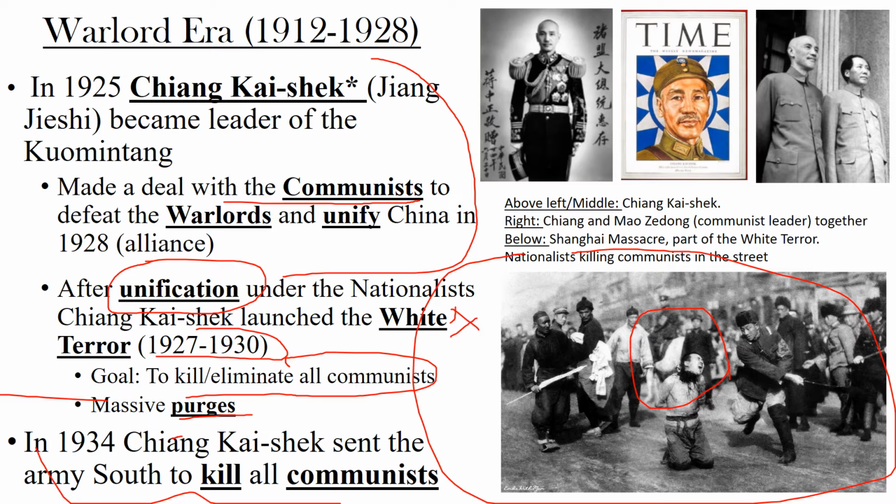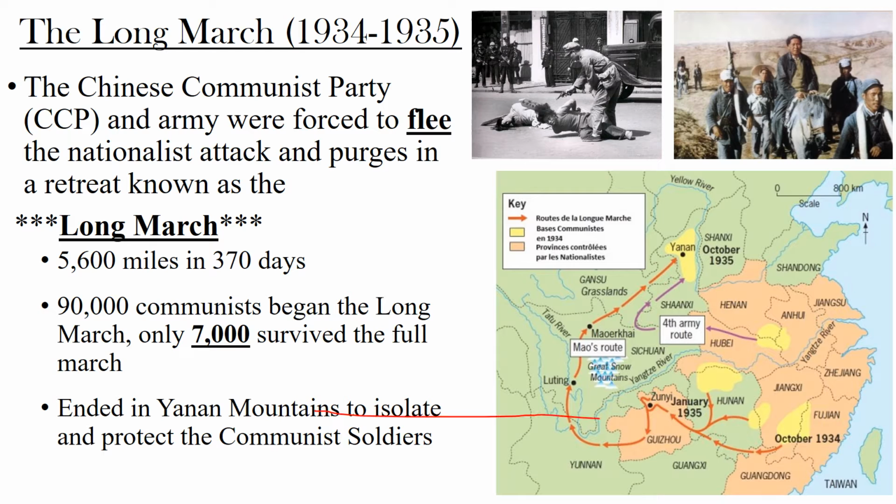And then in 1934, seeing that there's still some communists alive, let's kill all of them. Chiang Kai-shek rallies the nationalist army and sends them southward into the home base of communist political control and activity. And the goal here is to finish the job, to truly execute and wipe out all remnants of communism in China.